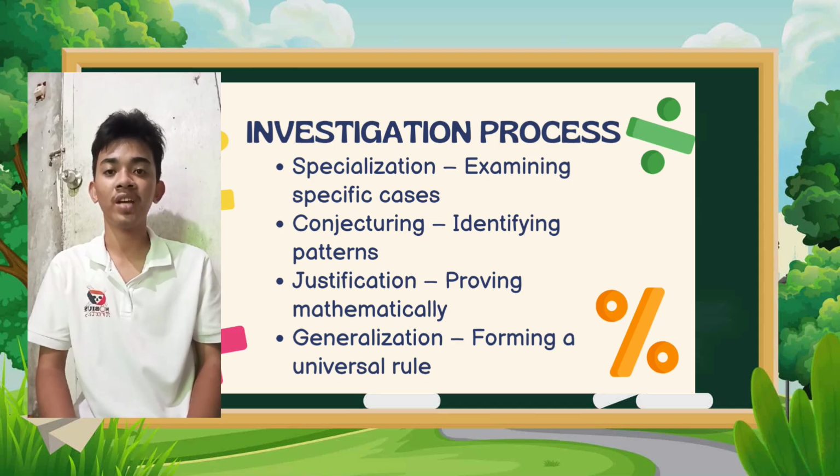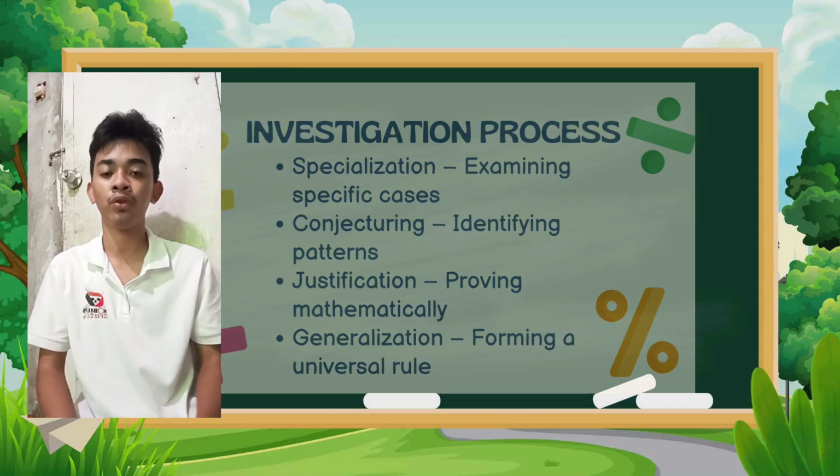Third, justification, where we use mathematical formulas and proofs to verify our observations. And lastly, generalization, where we form a universal rule that applies to all rectangles under fixed perimeter.